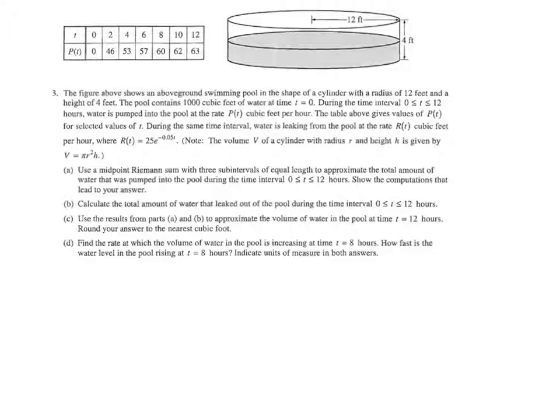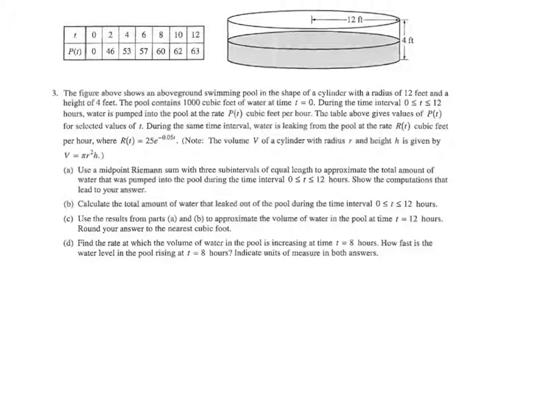Now, you got some dimensions on the pool. The pool is 4 feet high, and it has a radius of 12 feet. So that's going to be something that's going to come into play as well. Then what happens on this one, we know that the pool contains 1,000 cubic feet of water at time t equals 0. So that's something else you're going to want to make sure that you recognize on there, because they don't give you that initial amount just because they have a reason there, and it's going to come into play in the problem.